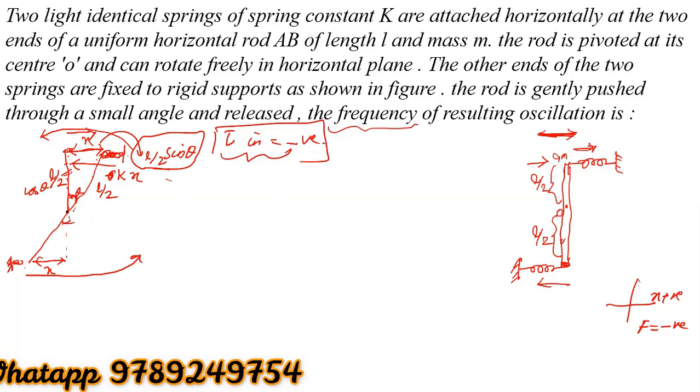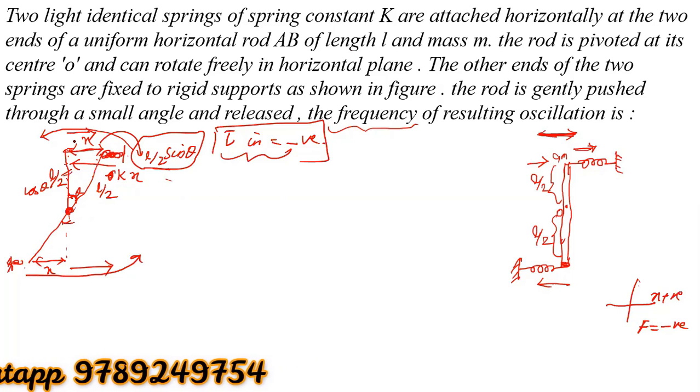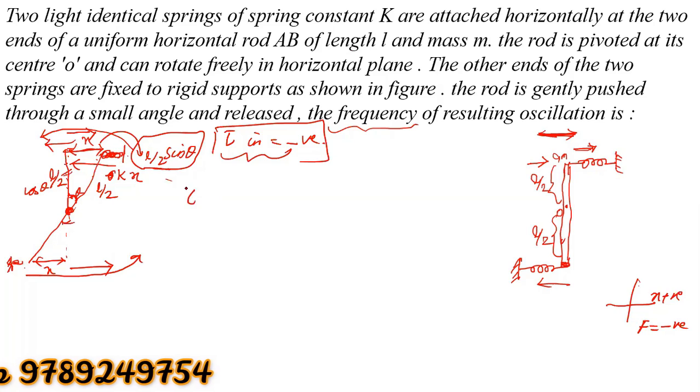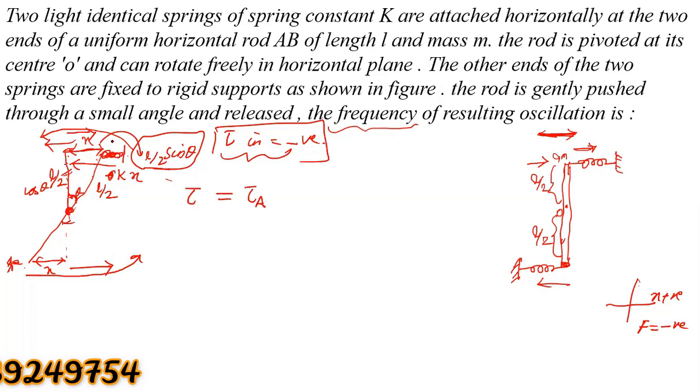And in this system, one force is acting here and one force is acting here, right? For this motion we can write the torque. The equivalent torque of this system is the torque at A plus the torque at B, because one force exists here and one force exists here.